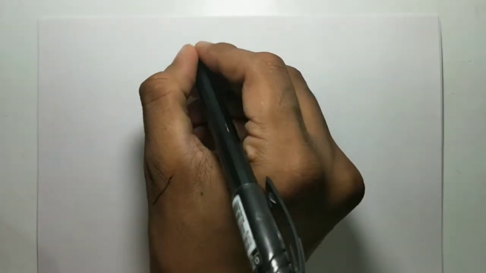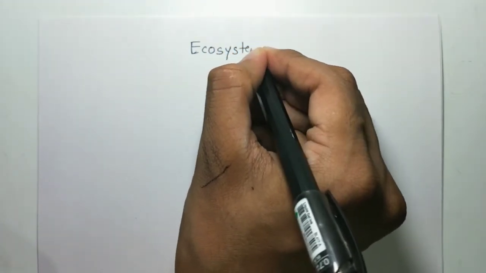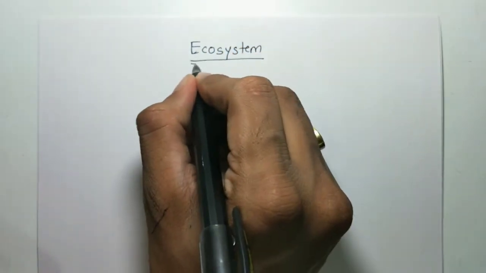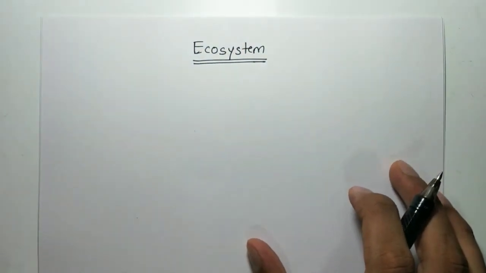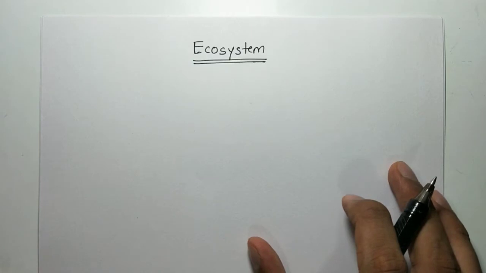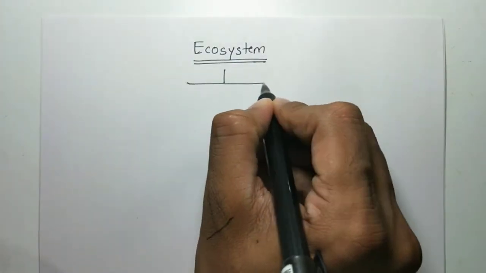Hello students, today we'll start with a new chapter in biology, that is ecosystems. A very easy chapter. Many concepts in this chapter you have studied in your previous lower standards. Now ecosystems are broadly classified in two types.